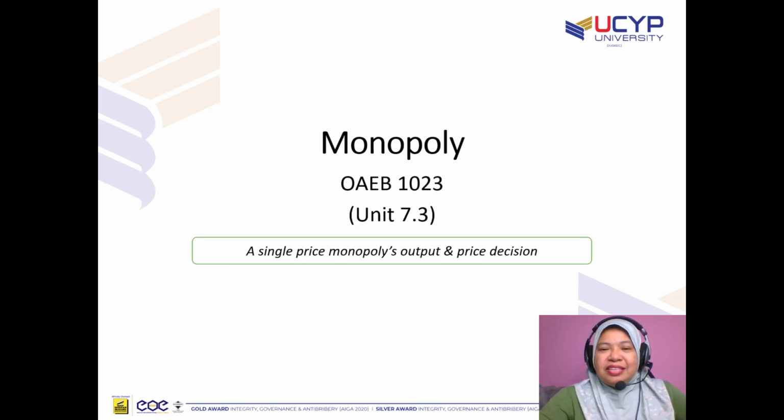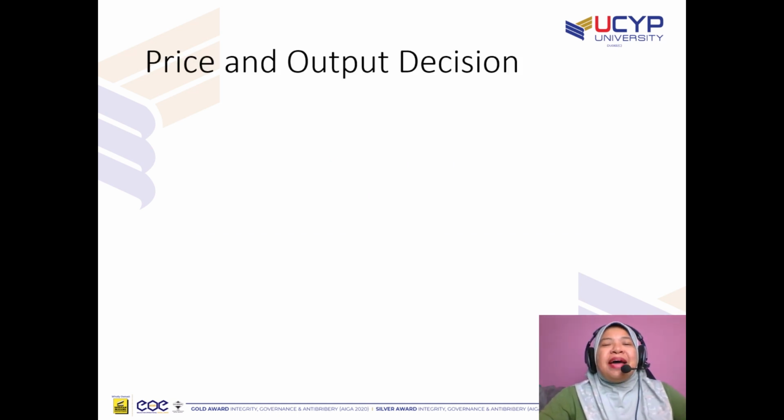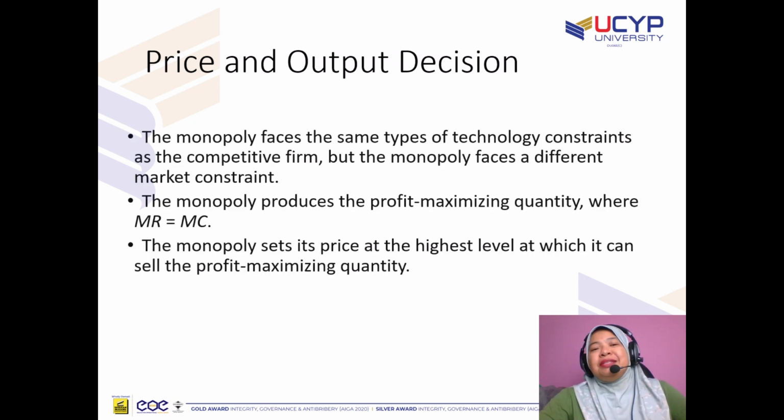Welcome to Unit 7.3. It is about a single price monopoly's output and price decision. Price and output decision. The monopoly faces the same types of technology constraints as the competitive firm, but the monopoly faces a different market constraint.